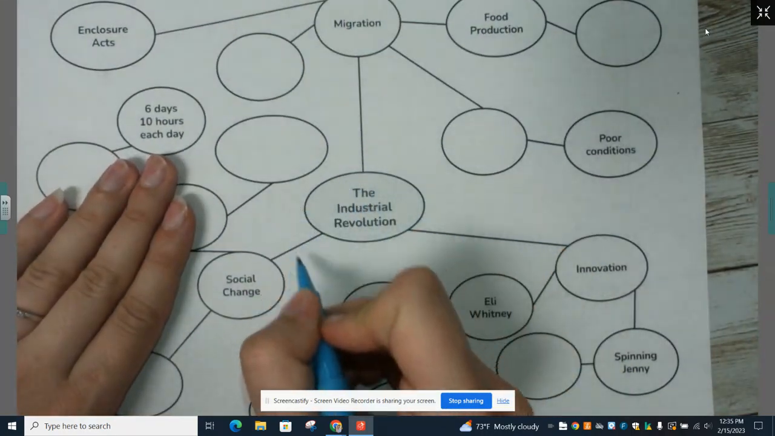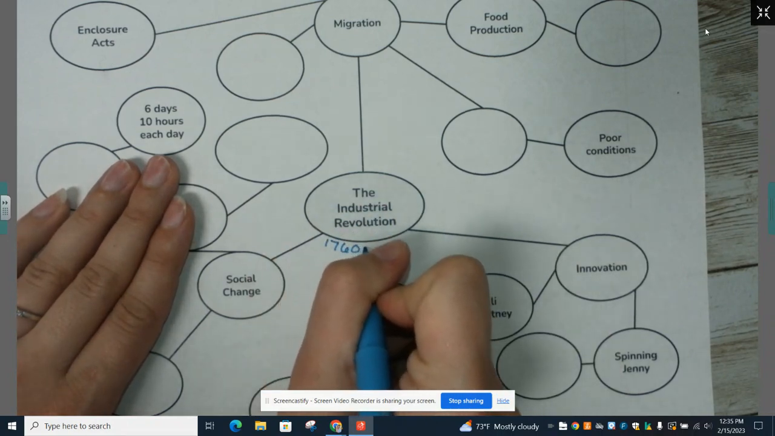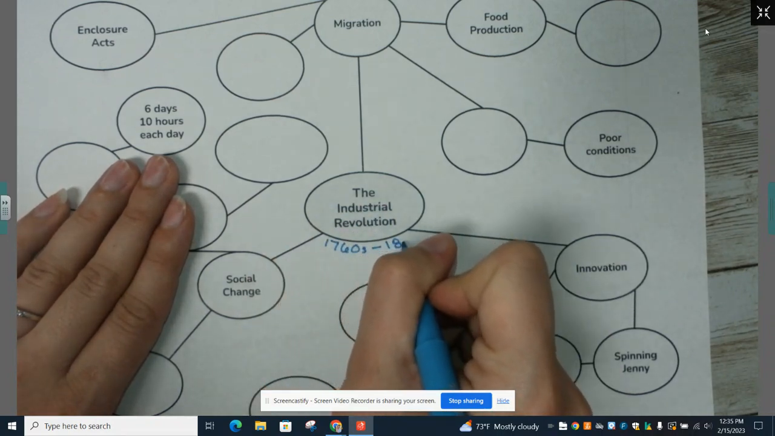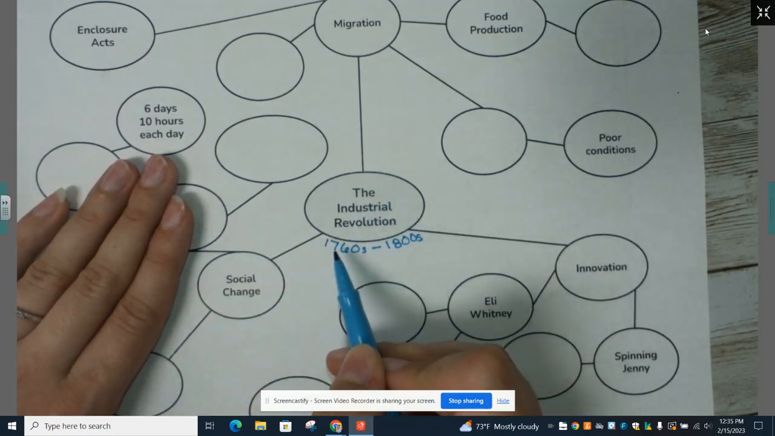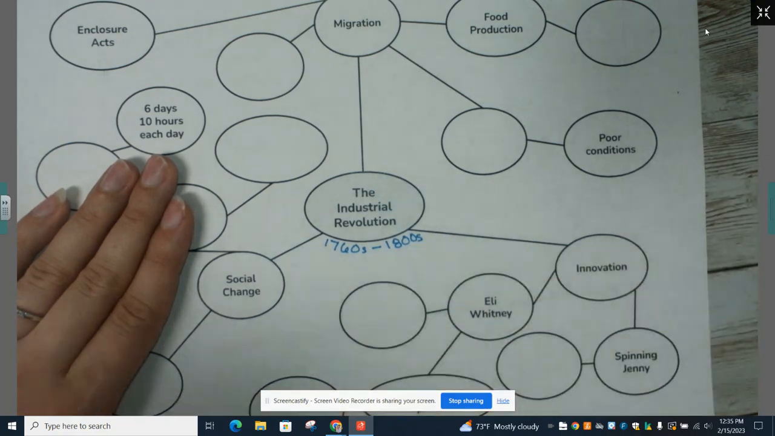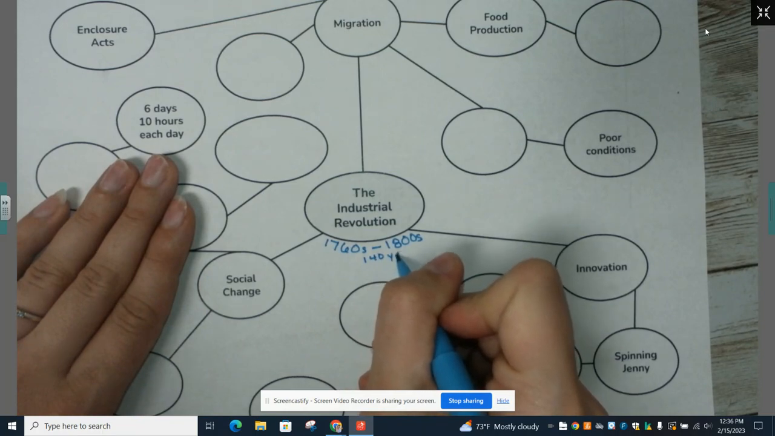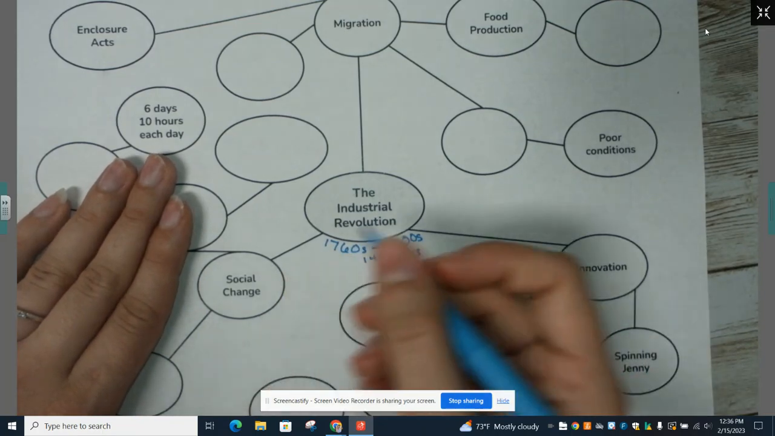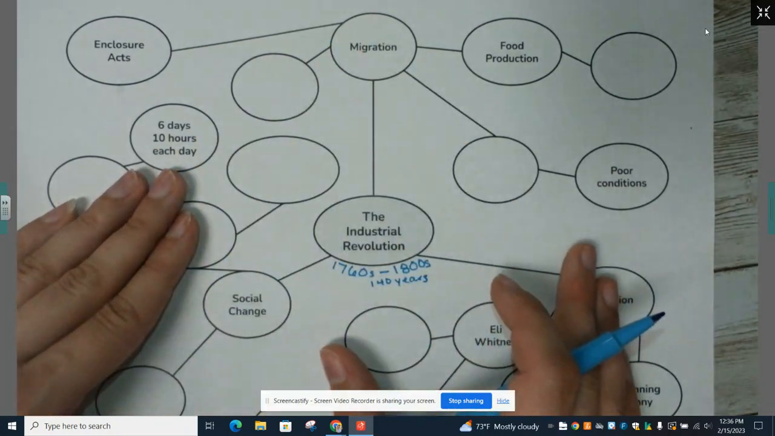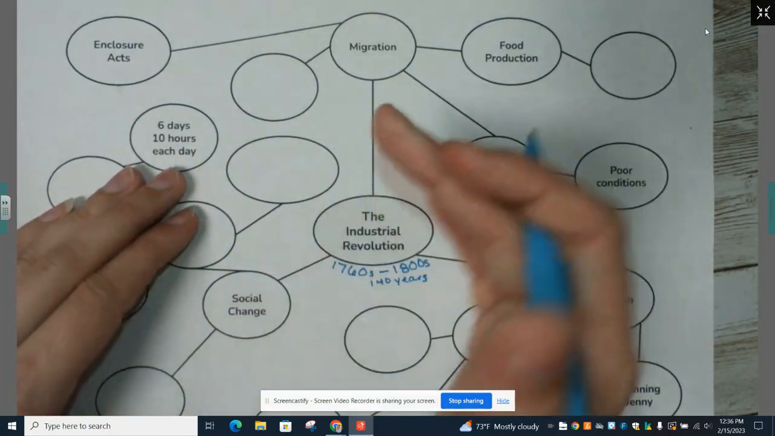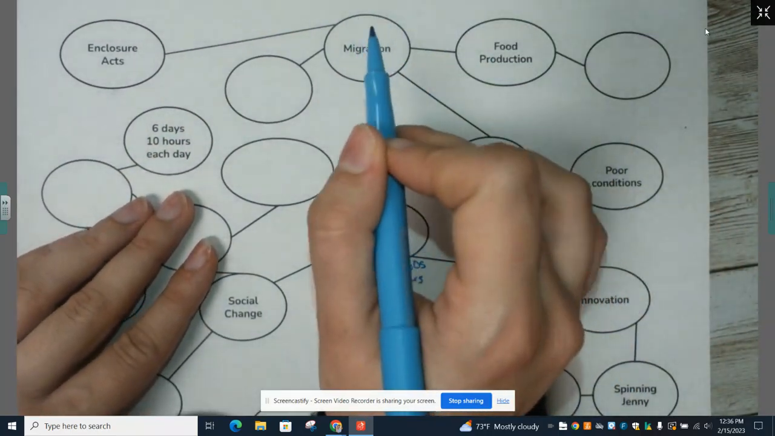So the Industrial Revolution was between the 1760s all the way through the 1800s. Okay, so it was a span of about 140 years, roughly, this was going on. Okay, now, there were three key things that really encompassed or made up the Industrial Revolution. And the first part was that there was a ton of migration.